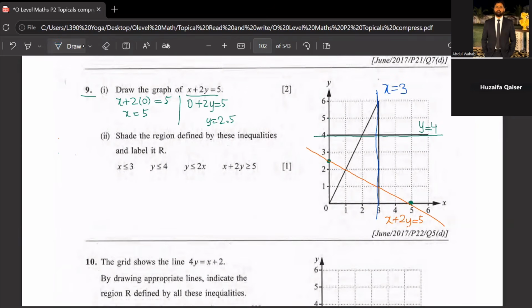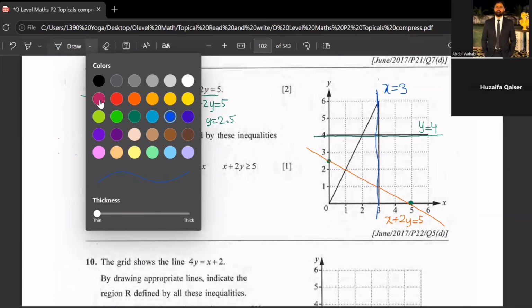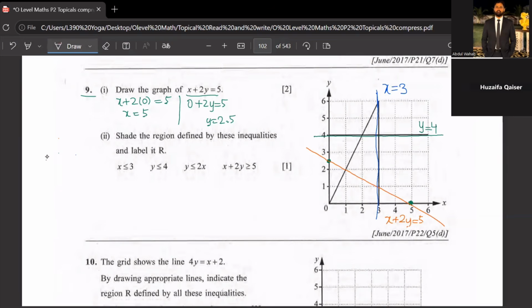Now, if I say tell me the equation of this line, this is not parallel to the x-axis, not parallel to the y-axis. So basically, you may find the equation of this line by using the formula y is equal to mx plus c. Or you can see here the equation, x is less than or equal to 3.